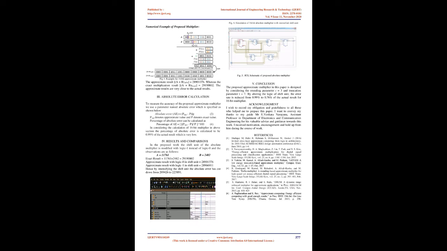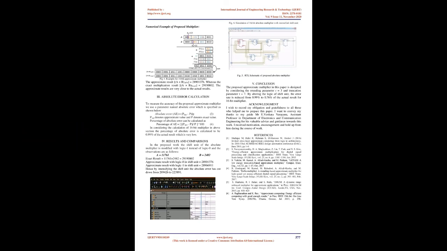Sign and zero detector unit, SZD, produces the sign of the output based on the input operands of the multiplier. SZD will produce 0 if any of the inputs is 0. In case of unsigned multiplication, this unit is replaced by a zero detector unit. Numerical example of proposed multiplier. Fig 4. Example for 16-bit approximate multiplier. The approximate result, A times B approximate, equals 2890136.